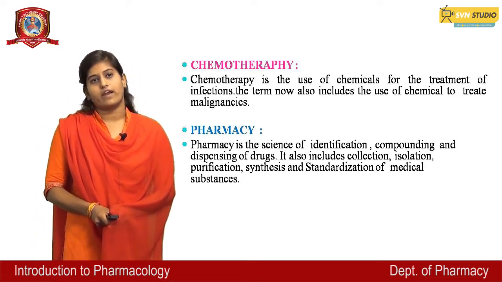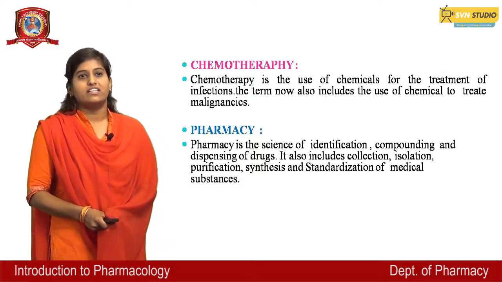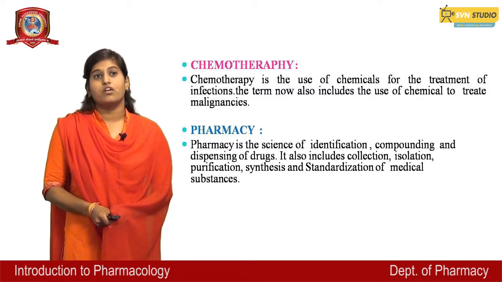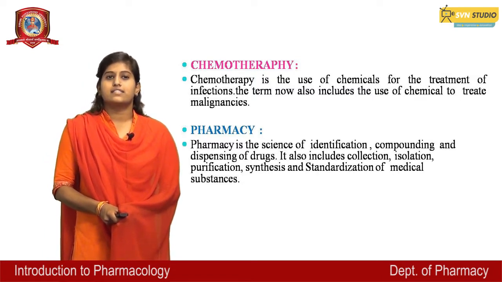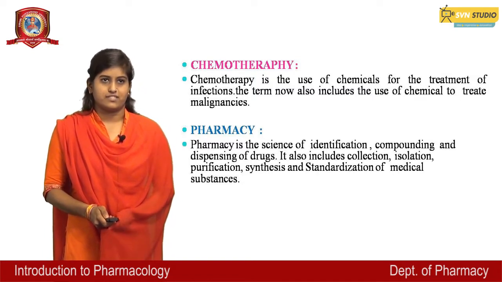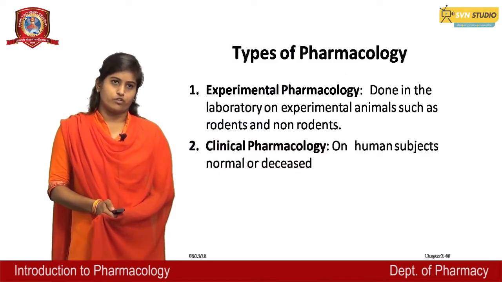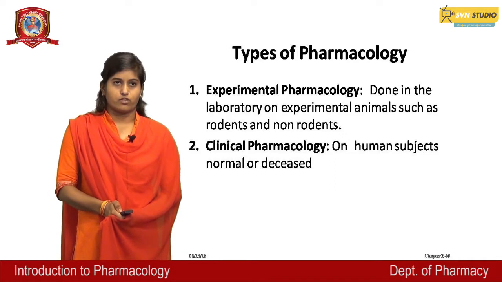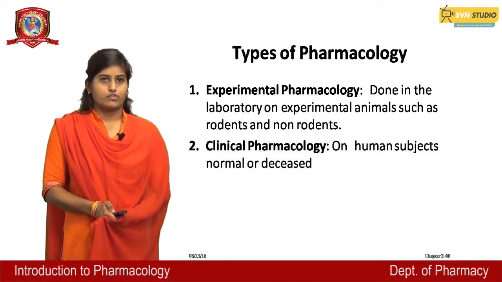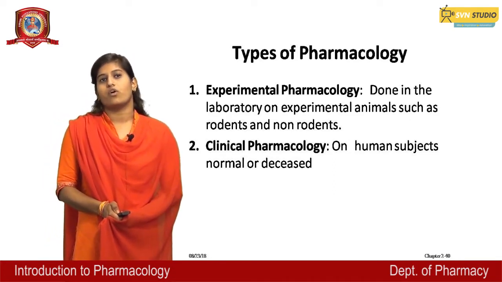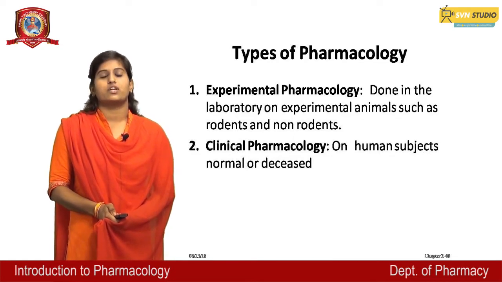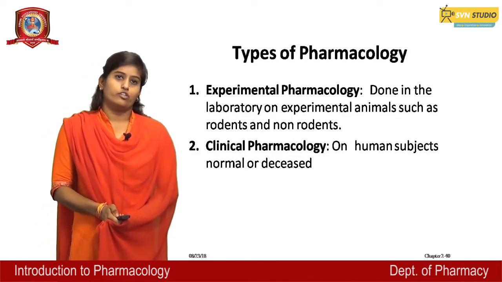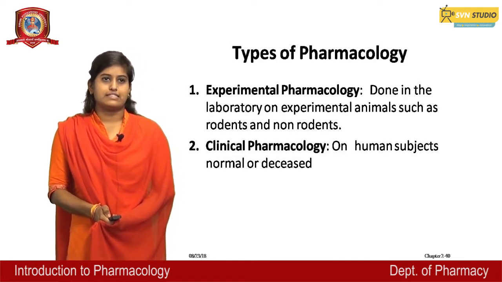Pharmacy is the science of identification, compounding and dispensing of drugs. It also includes collection, isolation, purification, synthesis and standardization of medicinal substances. Types of pharmacology: there are two types, experimental pharmacology and clinical pharmacology. Experimental pharmacology is done in the laboratory on experimental animals such as rodents and non-rodents. Clinical pharmacology is done on human subjects, normal or diseased.